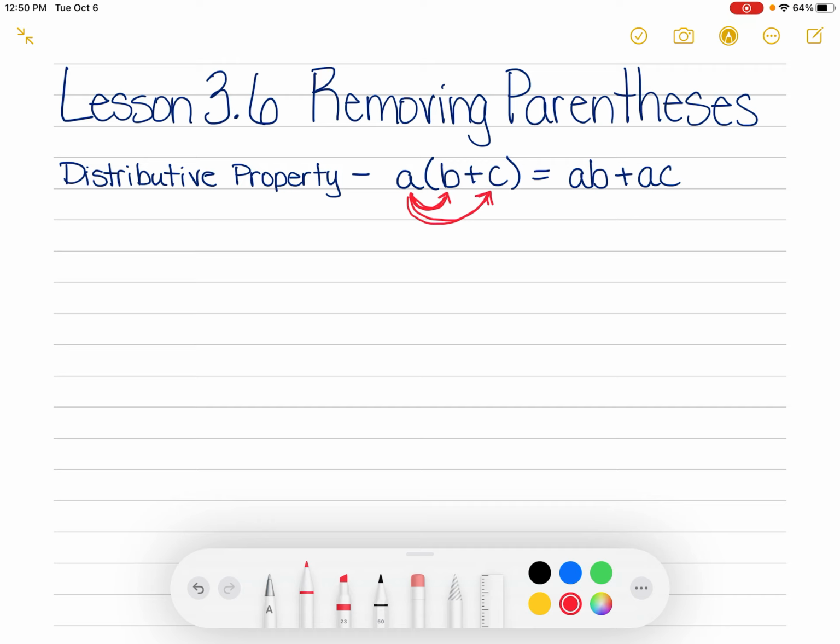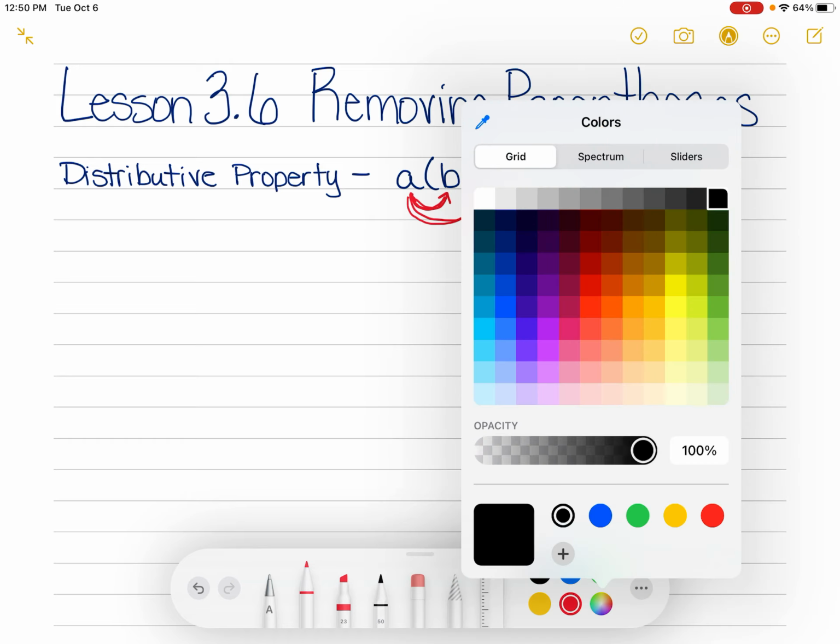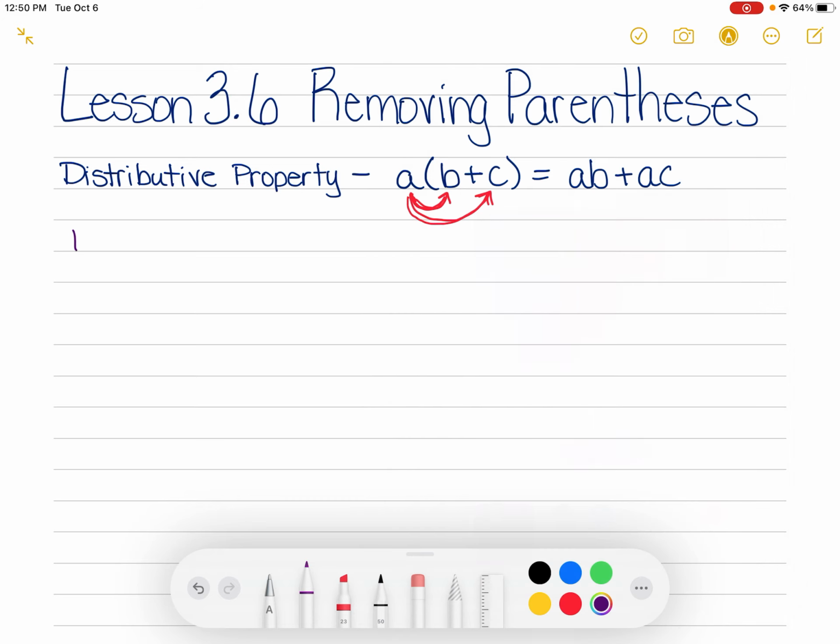So that's what we're going to be doing today in a lot of our examples, and I'll also be showing you some parentheses where we don't do that. So let's start right away with examples.